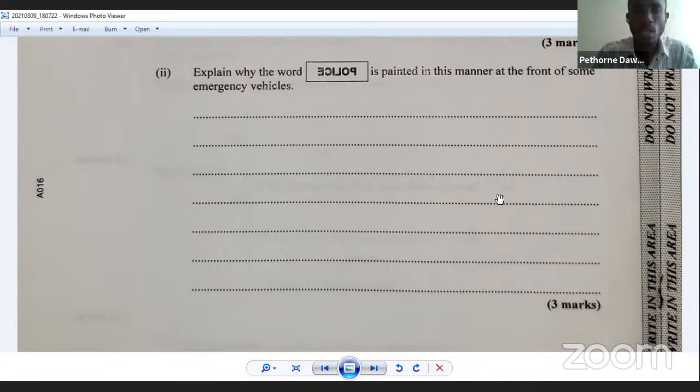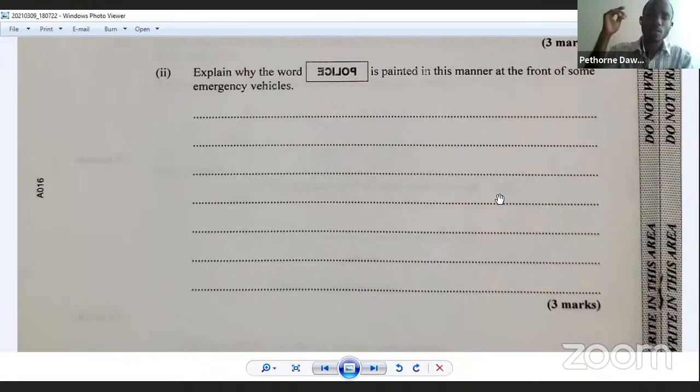So to answer this, images in a mirror are inverted. So when you look in a mirror, for you to see the word correctly, you will have to invert it when you're writing it. So three things must be mentioned. Images in a mirror are inverted. That's the first thing. So to see it correctly in the mirror, you must write it inverted in the normal way. So you have to state that.